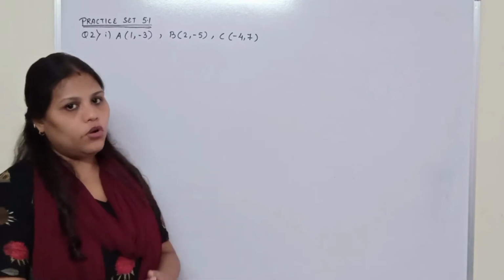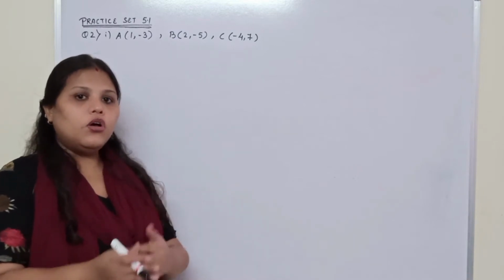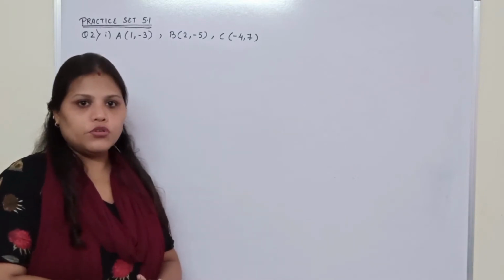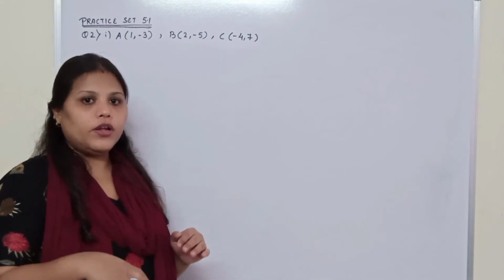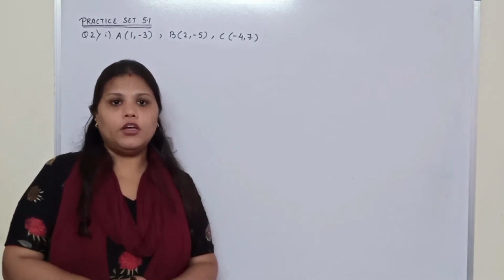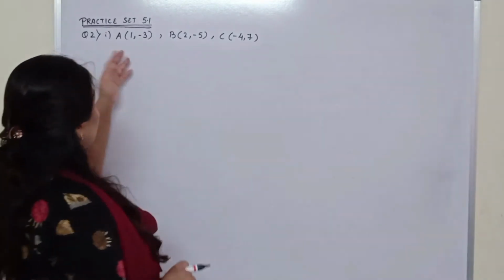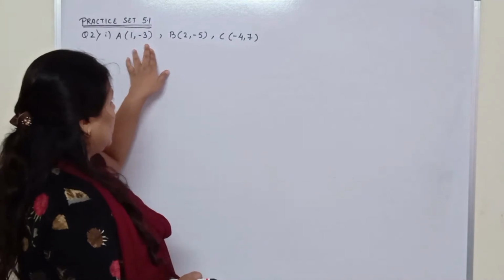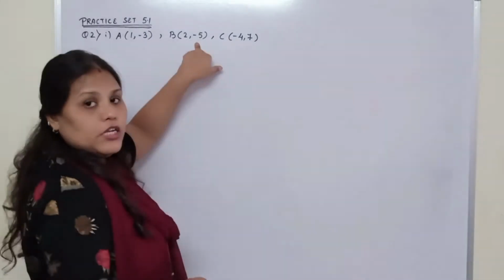If the points are collinear or not. In all, they had provided us with 4 questions, and here we have to calculate by applying the distance formula, and we have to check if the points are collinear or not. So the first sum is A (1, -3), B (2, -5), C (-4, 7).